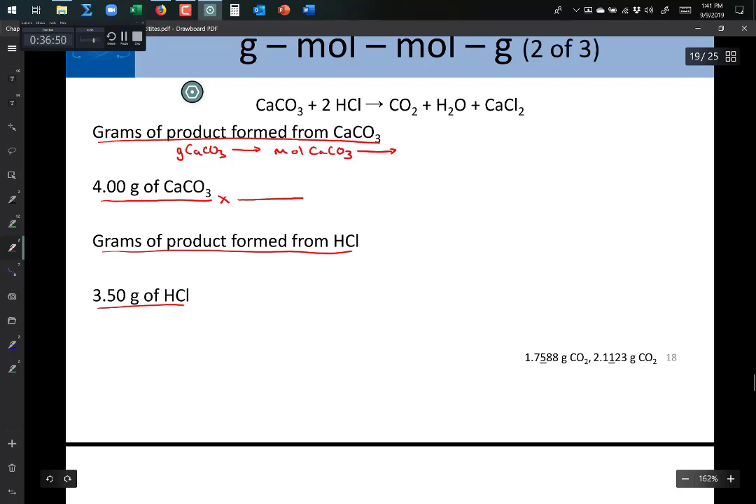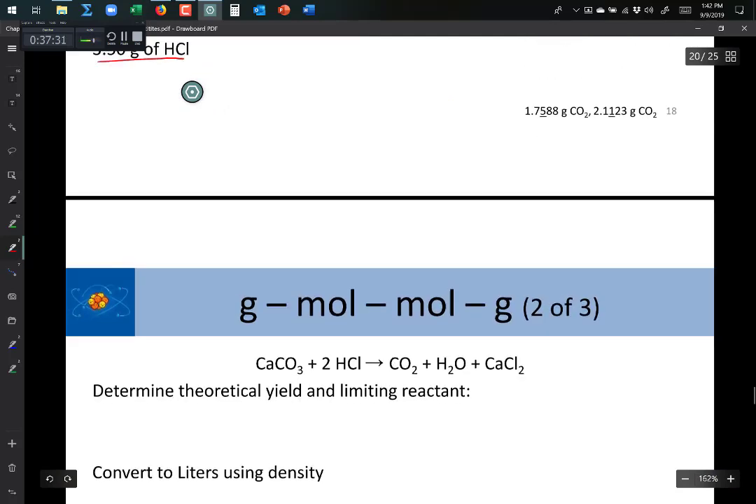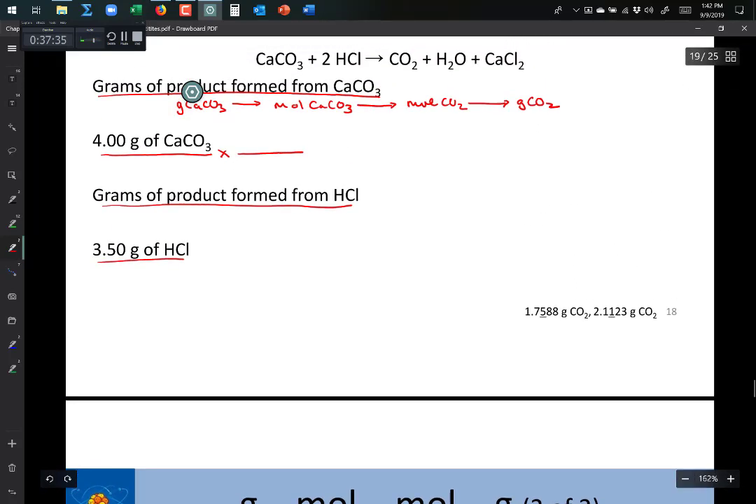And what am I trying to convert that into? You've got a slide in front of you. What is it asking to find? CO2. So I'm trying to go to moles of CO2 then. Okay. And then once I have moles of CO2, I'm going to go to grams of CO2. And those molar masses are on the slide. Yeah, and then the last step will be taking the grams and converting it to liters.